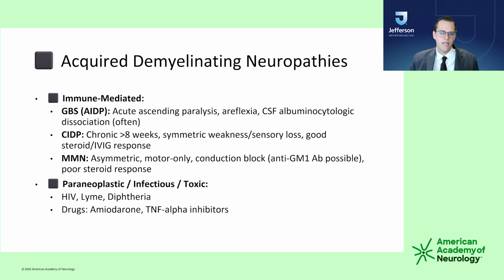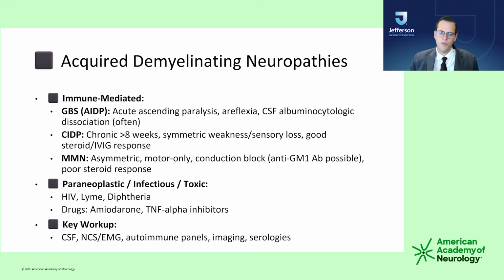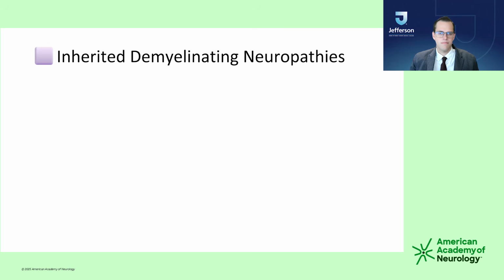For paraneoplastic, infectious, and toxic causes, you can see those below. Immune checkpoint inhibitors and TNF alpha inhibitors are common ones. Key workup will be the CSF studies, nerve conductions, EMG, autoimmune panels, imaging, and serologies.